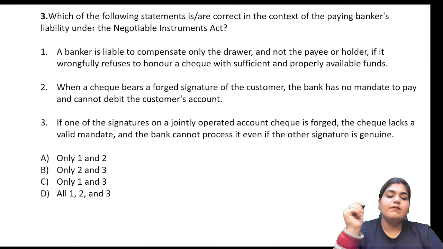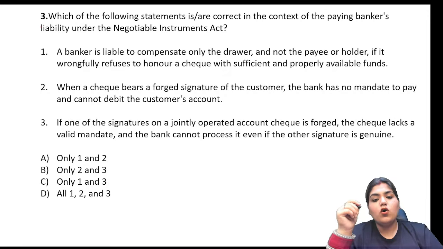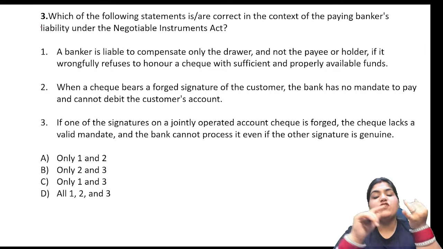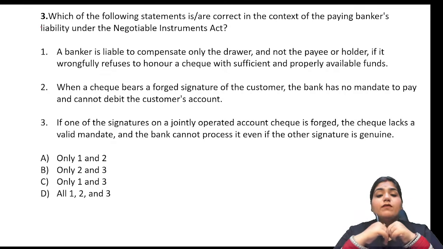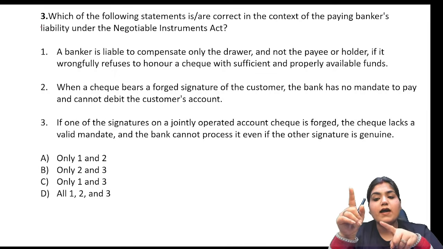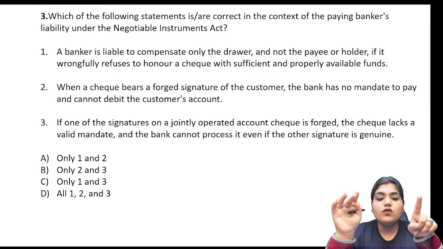Statement number 1, 2, 3. All the statements that are given are correct. Section 31 talks about if a check is dishonored without just cause despite the availability of sufficient balance, it is the responsibility of the bank, it is the liability of the bank, it is not the liability of the holder.